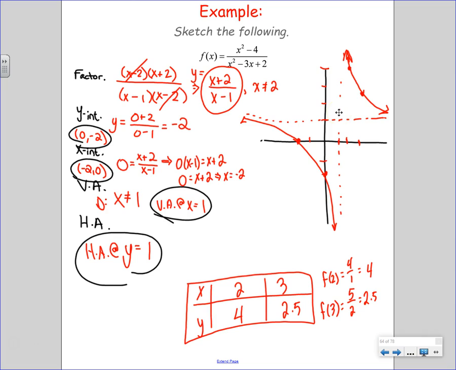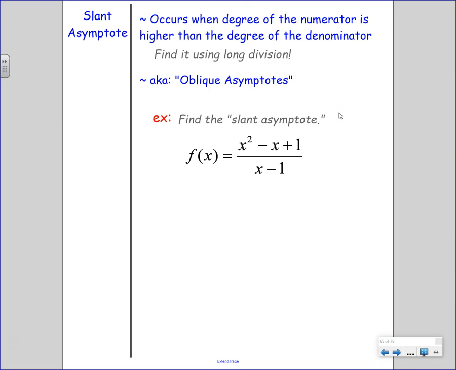Yeah. Kiddos, that is basically the end of section 2.6, except there is one other special characteristic that can occur from time to time. And it only happens when the top wins by 1. I'm talking about degrees. It only happens when the top wins by 1.